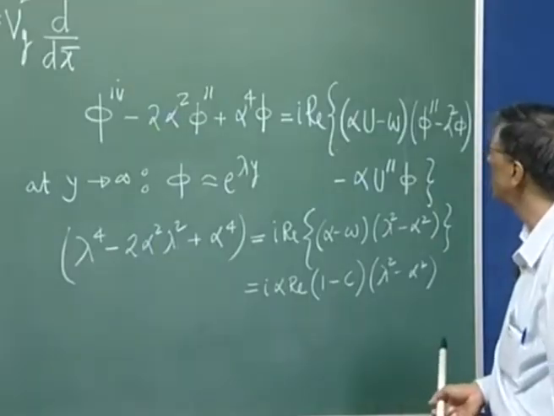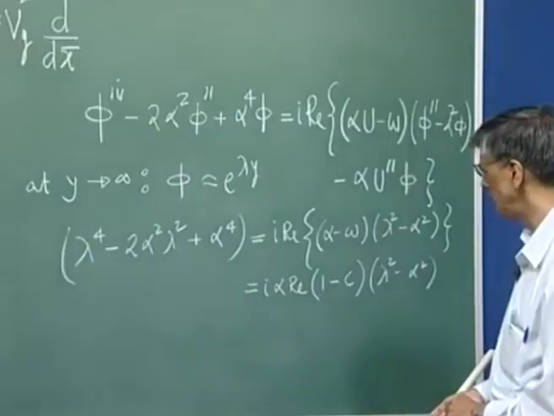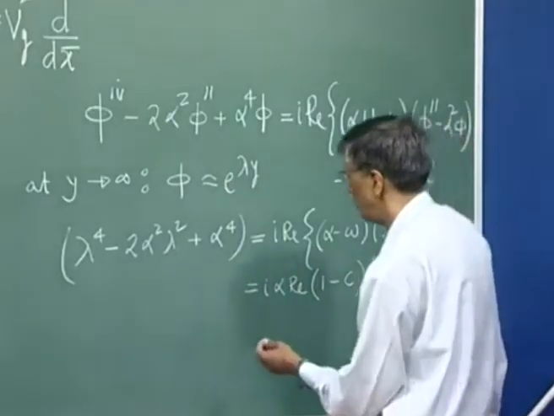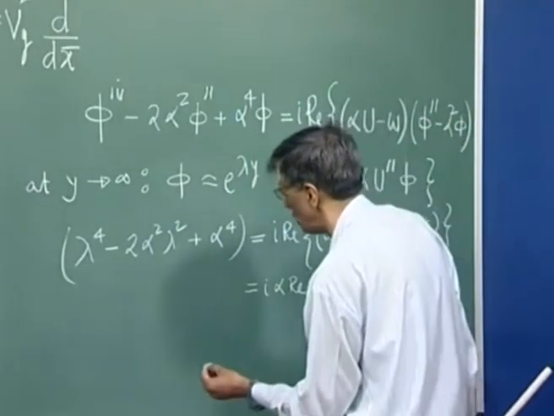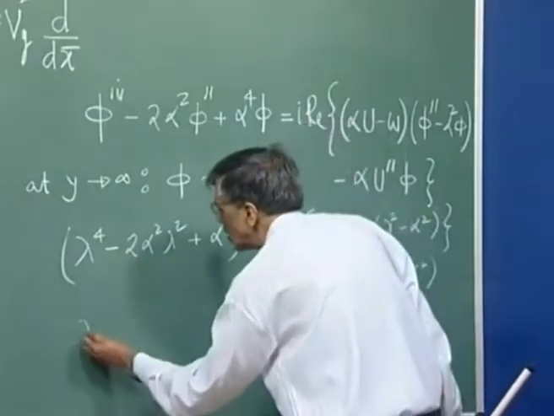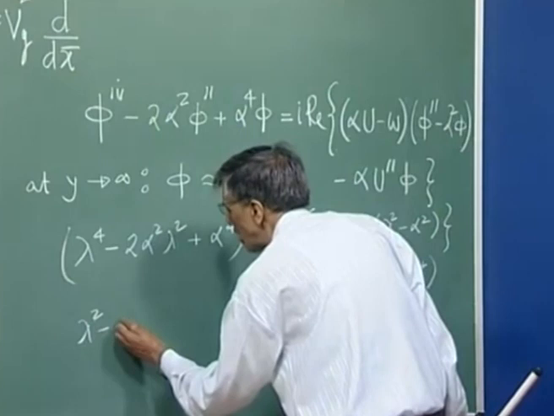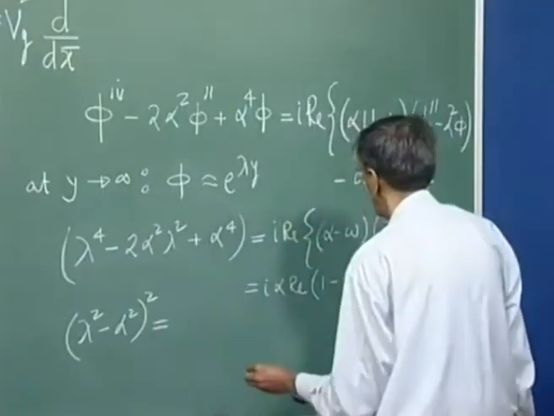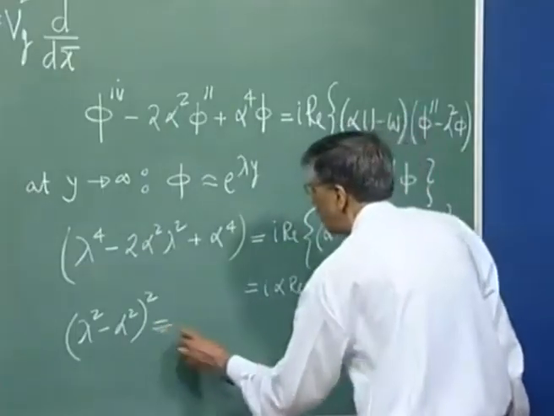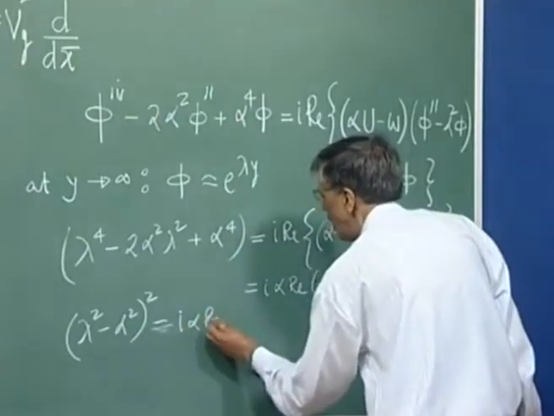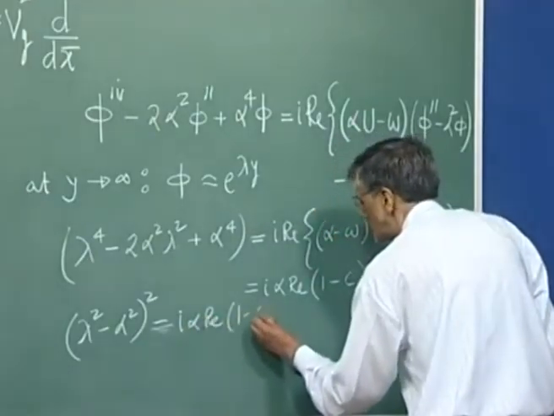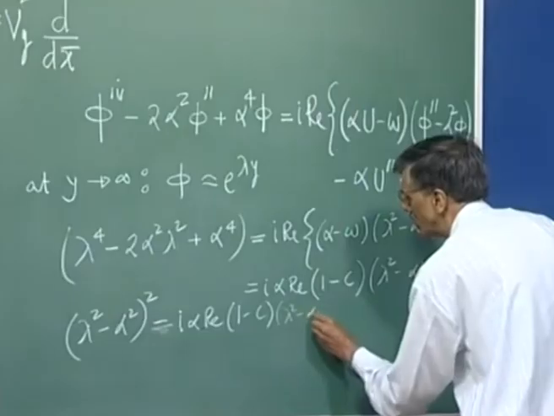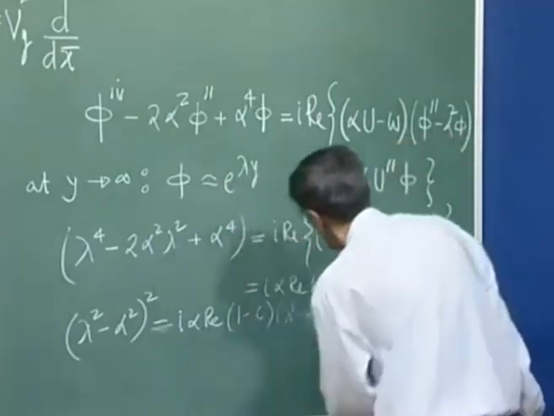So, what you are seeing is that, well, we can factor it out. This is alpha square minus lambda square minus alpha square whole square, and that is equal to minus of i alpha R e into 1 minus c, and then I have lambda square minus alpha square. So, of course, this is equal to 0.